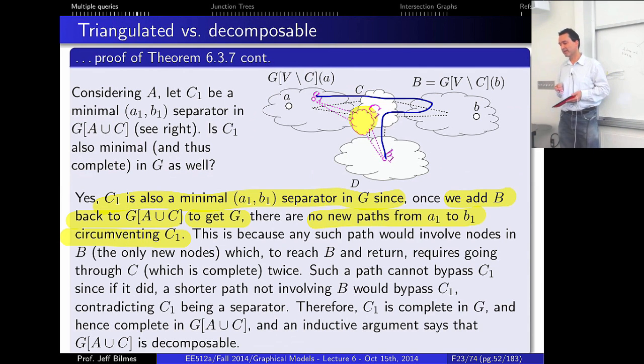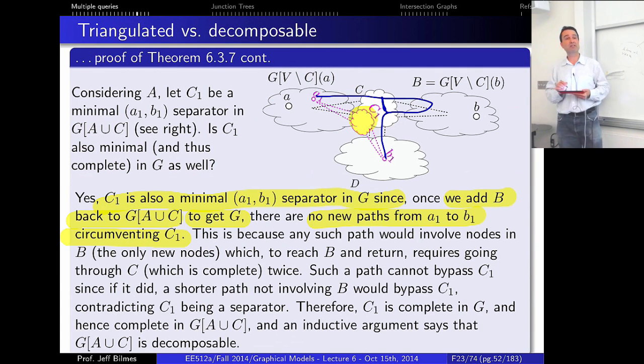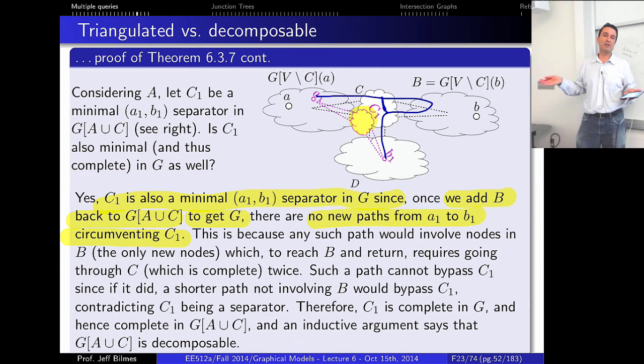So if there was such a path, then it would necessarily have involved nodes in B, right? Because adding B back in is what created that new path. But if it involves nodes in B, then it needs to reach B and then return from B. But C is the separator between B and A, right? That basically means that there would be a shorter path. Let's short-circuit this path. Since C is a minimal separator in the original graph and all minimal separators are complete, that means there's a shorter path. But that means we've created a path that circumvents C1 in nodes that don't involve B at all, which contradicts the fact that C1 is a separator.